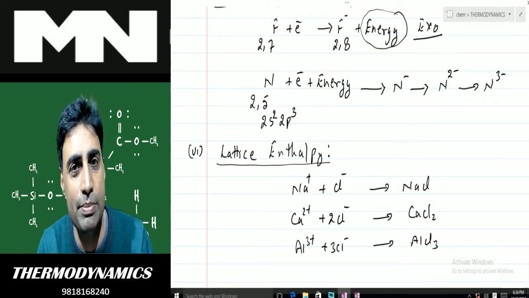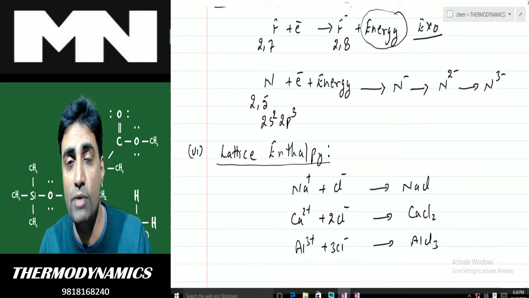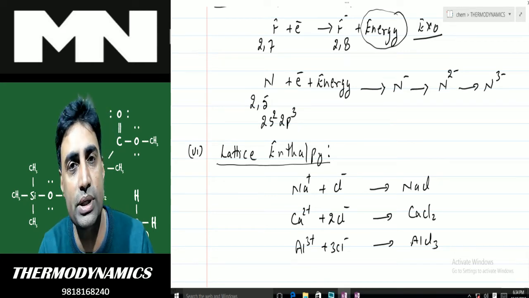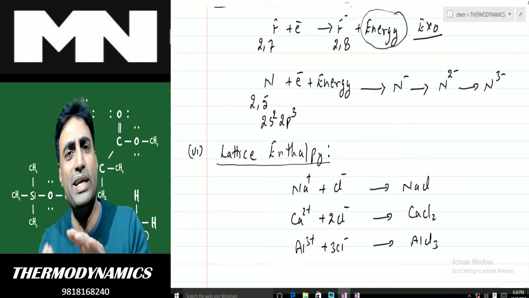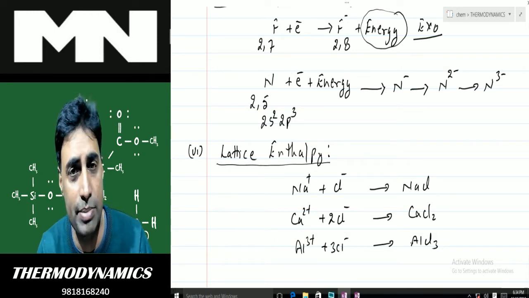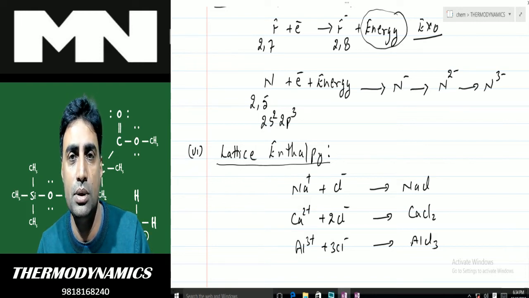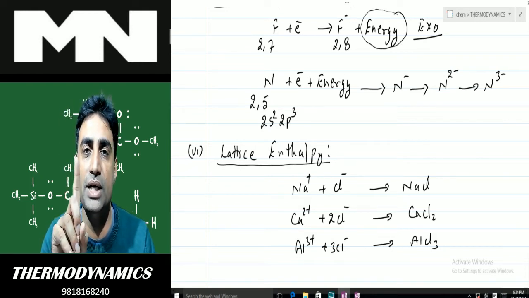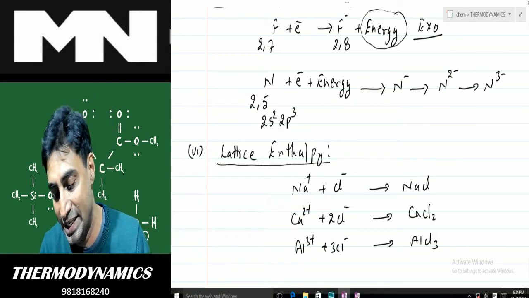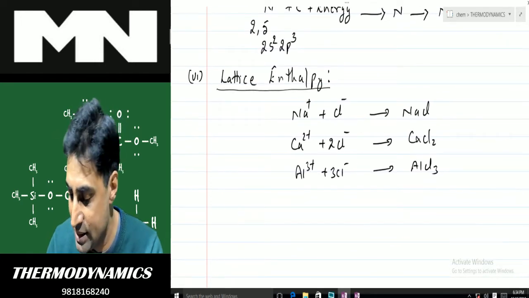So it is the enthalpy change accompanying the process of formation of 1 mole of a crystalline solid when a definite number of cations and anions combine together. We can also put it in a reverse way. The law of conservation of energy is applicable there. I can say it is the enthalpy change applicable to break 1 mole of crystalline solid into its respective cations and anions. So that again is lattice enthalpy. So this is what a lattice enthalpy is.